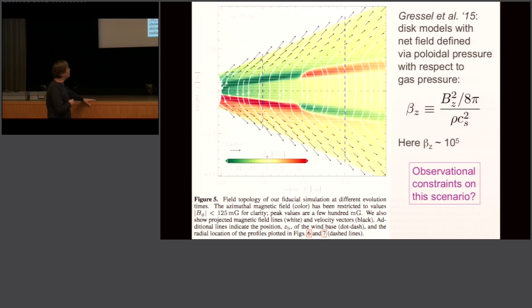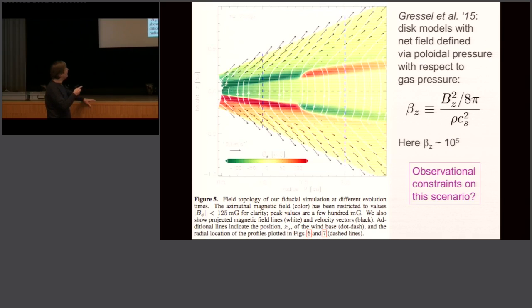Now, here's a much more recent result from Oliver Gressel and collaborators, actually from this year, who've now done global calculations. So this is radius in AU, so this would be 1 AU, 2 AU. So here's a reasonable extent of the disk in the terrestrial planet-forming region. Here's height above the disk. And so these are disk models which include non-ideal MHD physics and also include a net magnetic field.